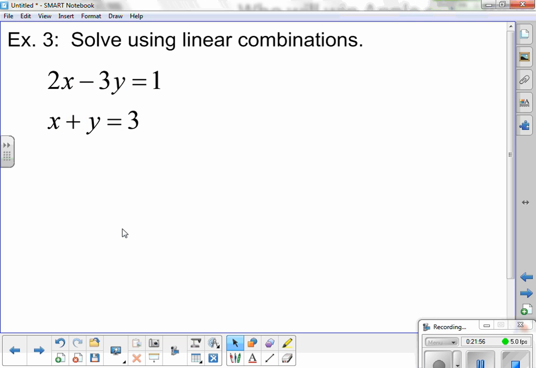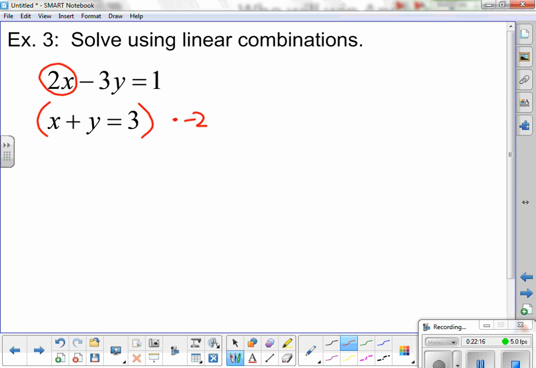So first off, just pick one of your variables you want to cancel. So I'm going to say my x's. You could have done your y's, but I'm going to do my x's. I'm going to take this entire equation and multiply it by something so that I can make my x's cancel. Now my x on the top is a 2x. Opposite of a 2x is a negative 2x. So I'm going to multiply the entire bottom one by a negative 2. Sorry, a negative 2.